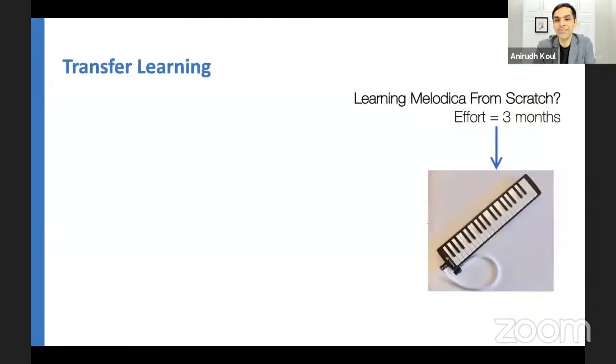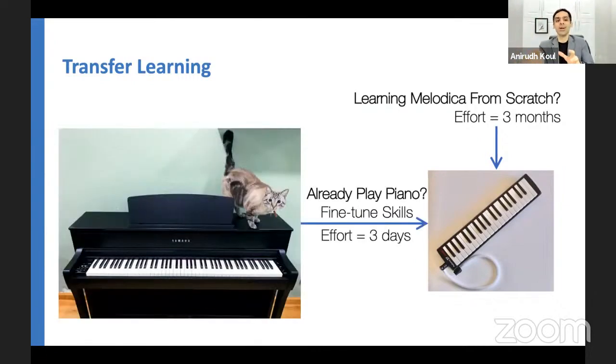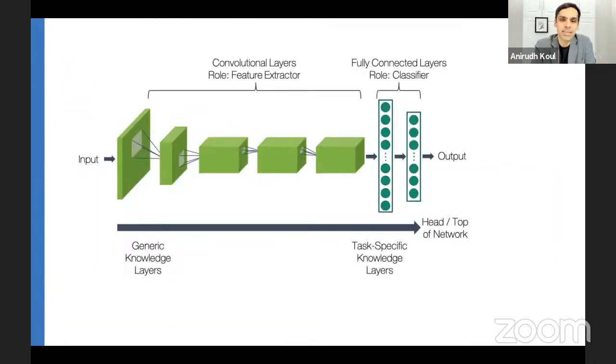The whole idea is that if you have to learn a new instrument like melodica, this is going to take 3 months to start learning what the notes are and how to play that. But if you knew how to play a piano, then fine-tuning your skills onto a familiar instrument will be much faster, like 3 days. And that's what happens in deep learning.